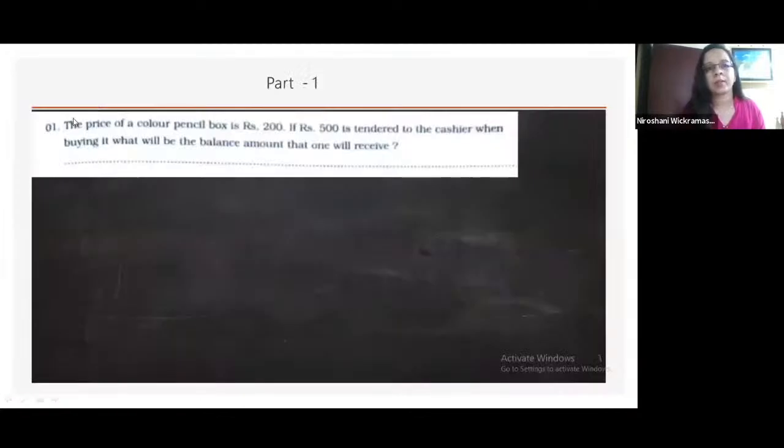Part 1. The price of a colored pencil box is 200 rupees. If 500 is tendered to the cashier when buying it, what will be the balance amount that one will receive? Then we have to find the balance amount here. Give me 1 minute.